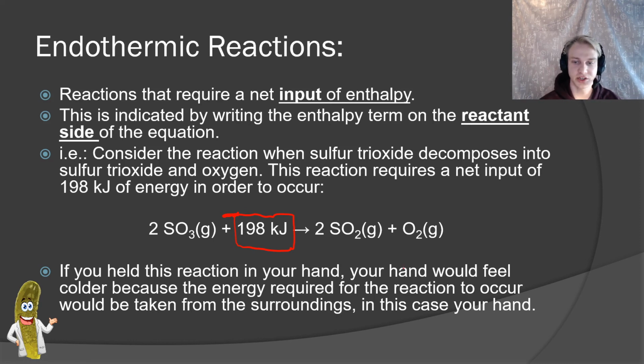If you held this reaction in your hand, it would feel colder because the energy required for the reaction to occur would be taken from the surroundings, in this case, your hand. If any of you have tried to put ice or ice water together and then you pour salt in it, you'll notice it gets quite a bit colder. That is the exact example of an endothermic reaction. It is absorbing heat from the surroundings. And so if you have ice water in a glass and you put salt in there, it'll actually get colder. It's absorbing heat from the surroundings. And so your hand on the side of the glass would feel colder.